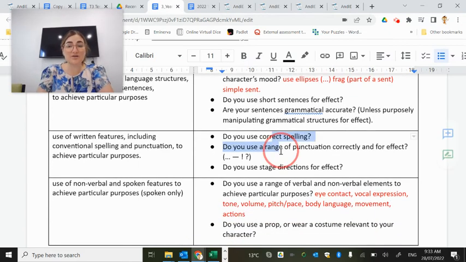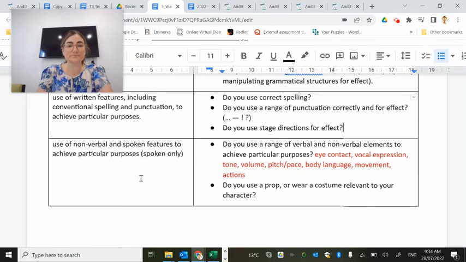Spelling's important, punctuation's important, and stage directions are super important. Bold and brackets for stage directions. If you miss those, you will get marked down on those.